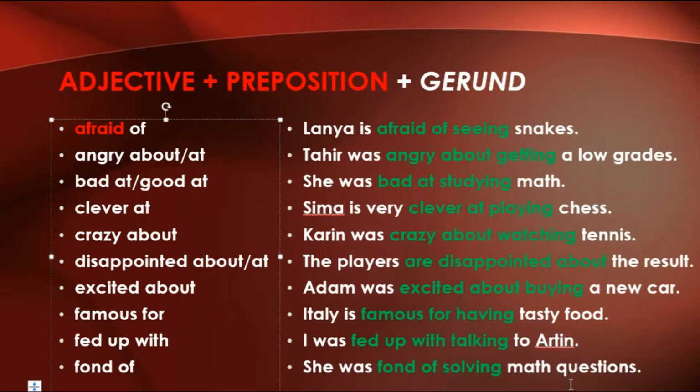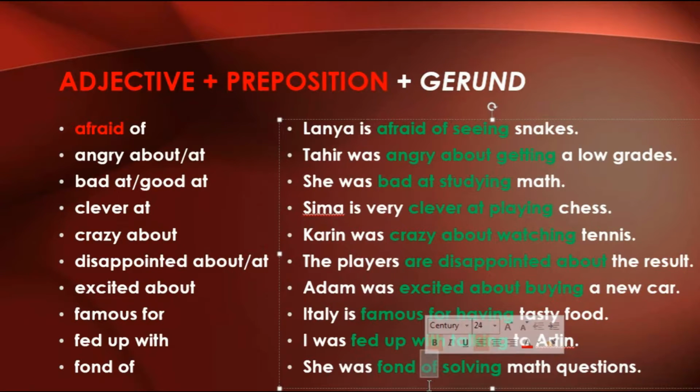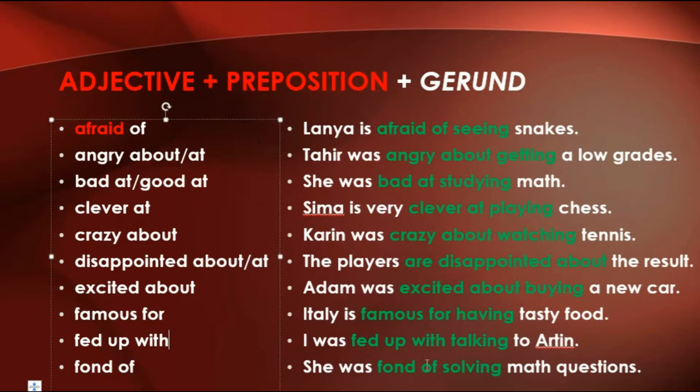She was fond of solving math questions. Fond is my adjective. Fond of just means you love something. You have passion, you're passionate about something. So of is my preposition, and solving is my gerund, right? So here we go. This was our second combination between prepositions and gerunds.